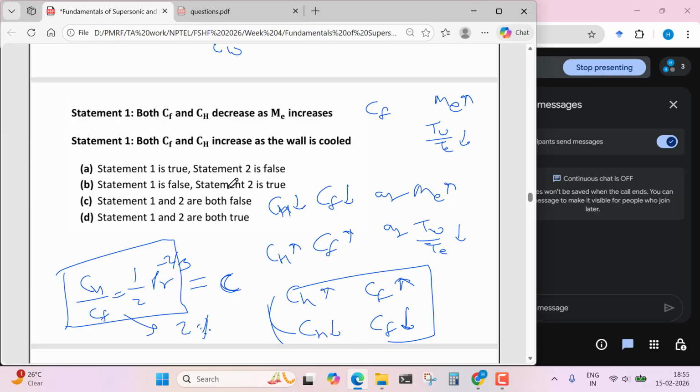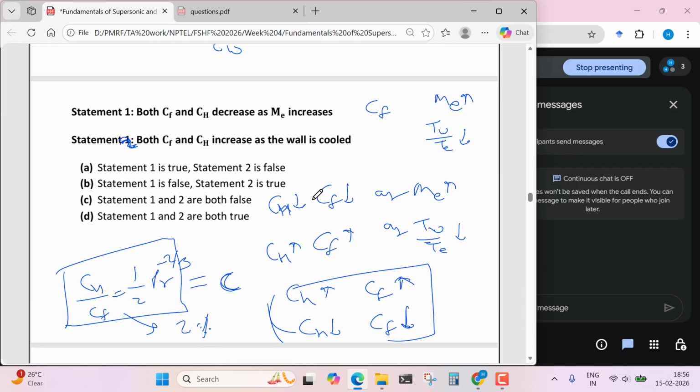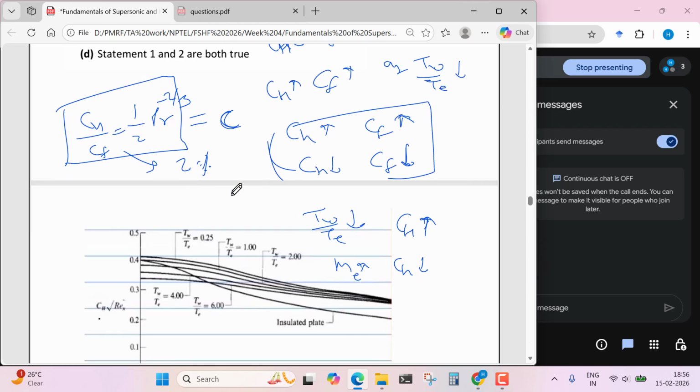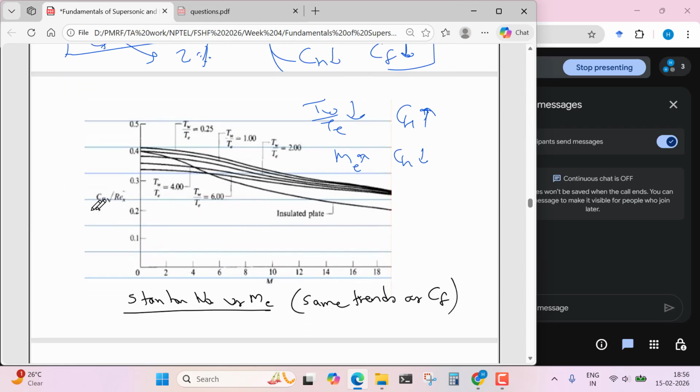Now we'll see another problem. Two statements are given and you have to tell which one is false and which one is true. Statement 1: both CF and CH decrease as ME increases. And statement 2: both CF and CH increase when the wall is cooled. So we have to tell which one is true and which one is false. We'll come to the same plot as before, but this time for CH.